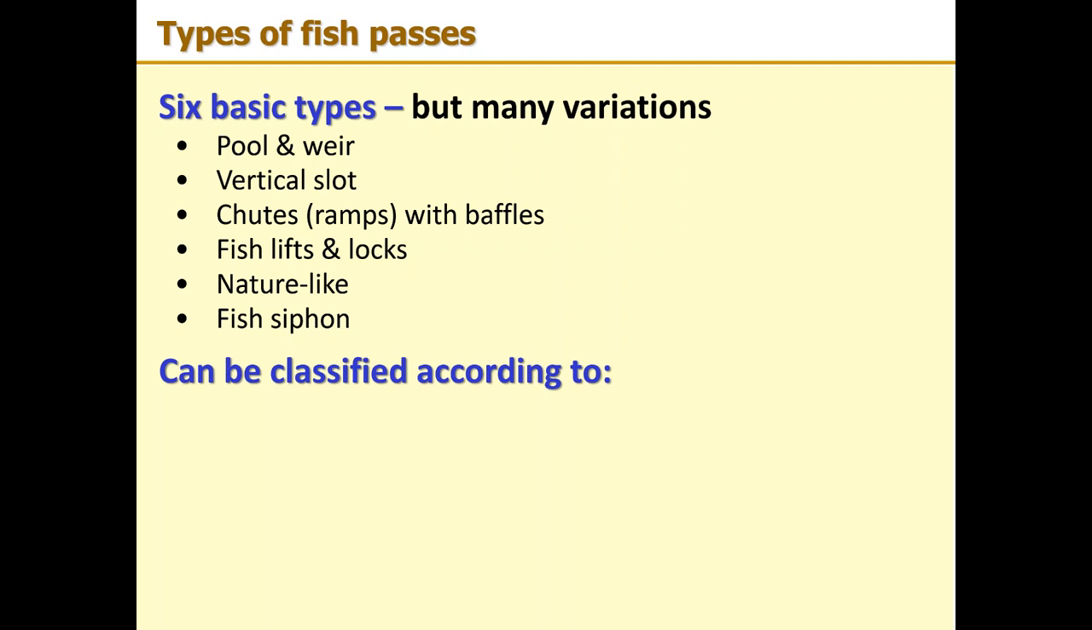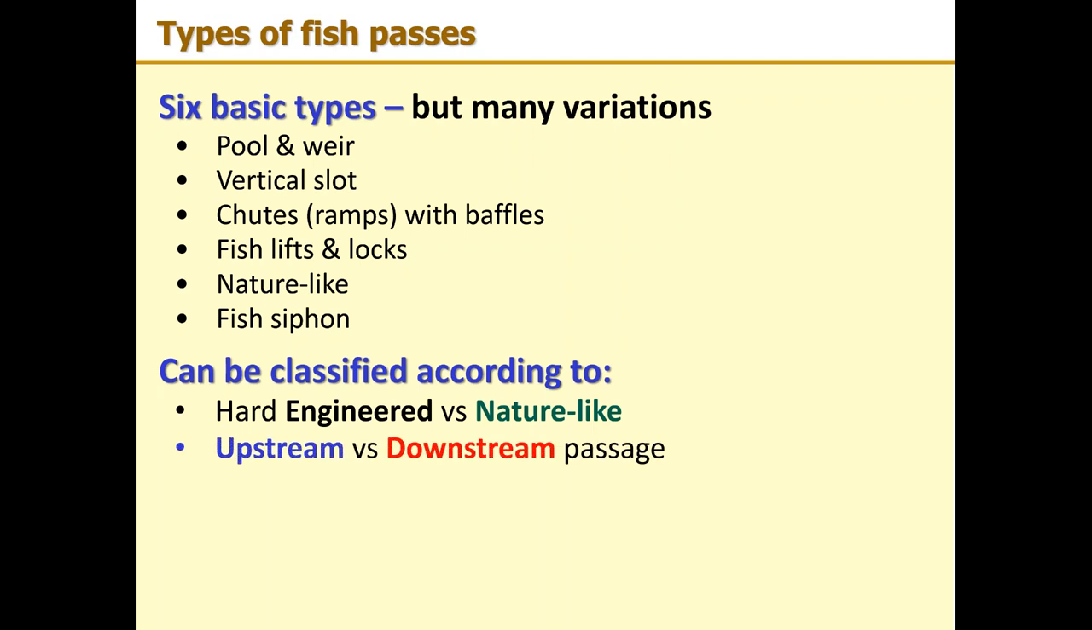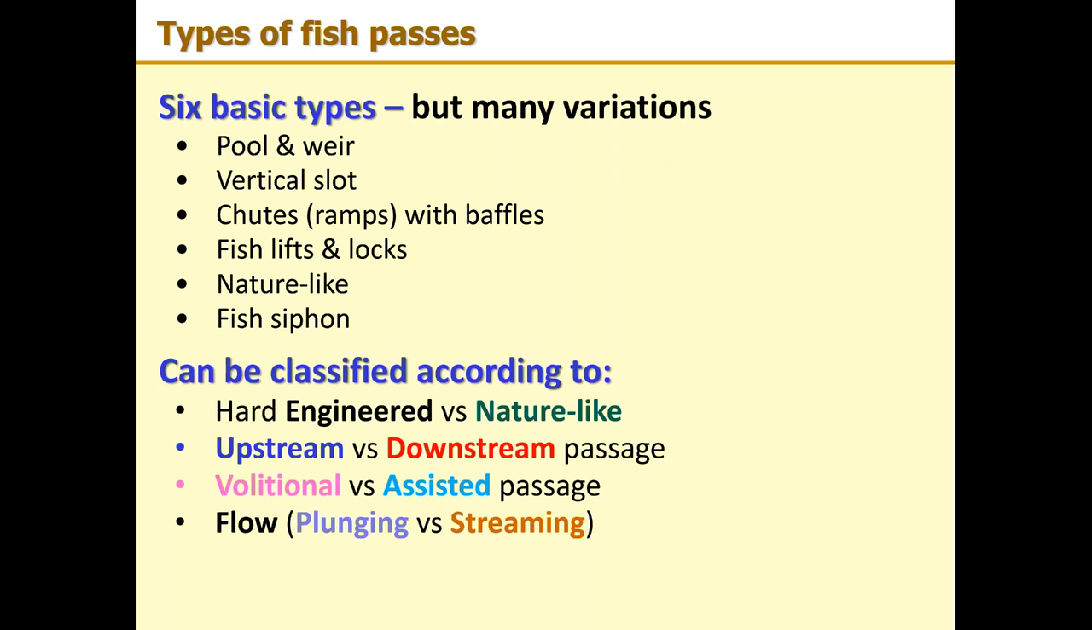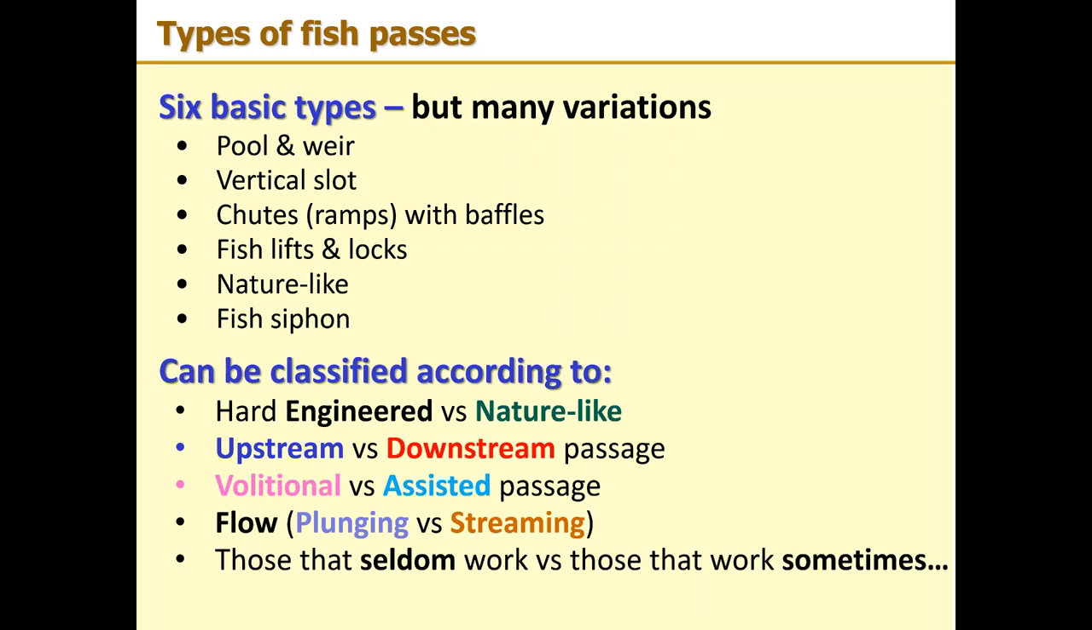Generally speaking, I think all these fish passes can be classified according to four criteria. The first criterion is whether they are hard engineered or whether they are nature-like. The second criterion may be whether we're dealing with upstream or downstream fish passage, because sadly different structures are required to tackle these very different problems. The third way of classifying the fish passes could be by looking at whether we are dealing with volitional movement or whether we are dealing with assisted passage. And finally, we need to deal with either flow which is plunging or flow which is streaming. And it may be said, at the risk of being sarcastic, that fish passes can also be classified between those that seldom work and those that work sometimes.